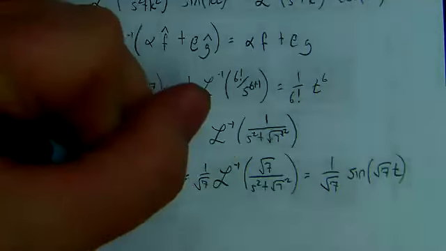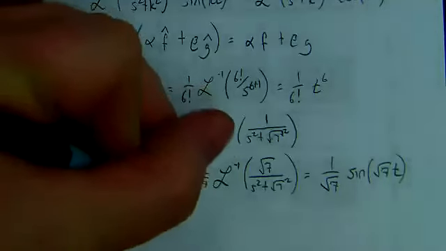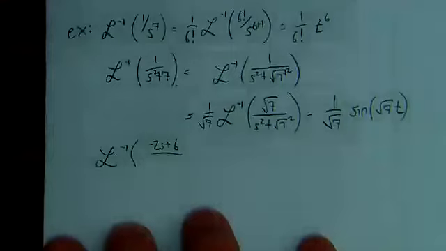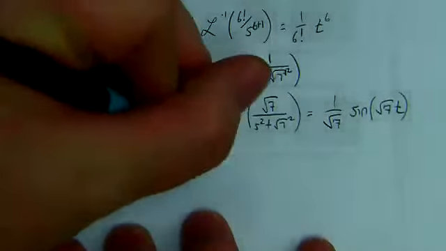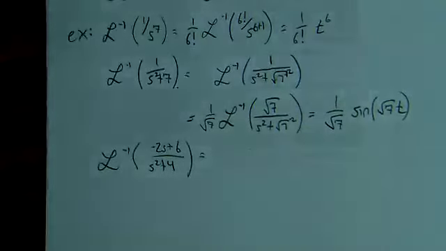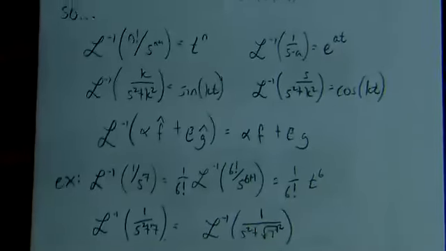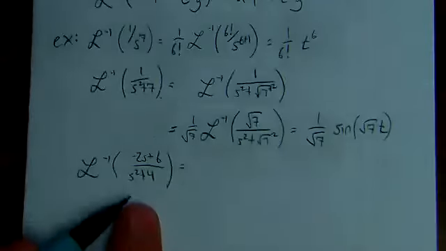Next up, we have negative 2s plus 6 over s squared plus 4. So I had some function originally, and when I took the Laplace transform of it, I got negative 2s plus 6 over s squared plus 4. And the question is, what is the original function that I started with? What is the function in t space instead of s space? And I've never seen anything like this, right? I've got s squared plus 4 in the denominator.